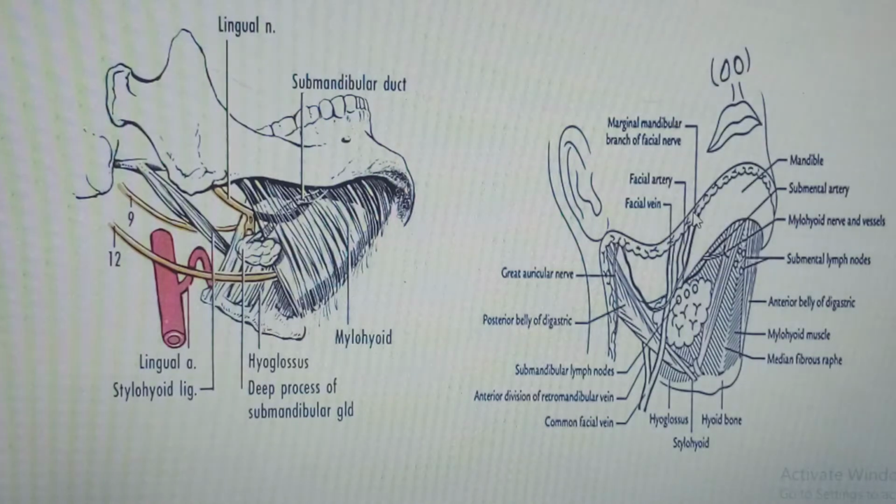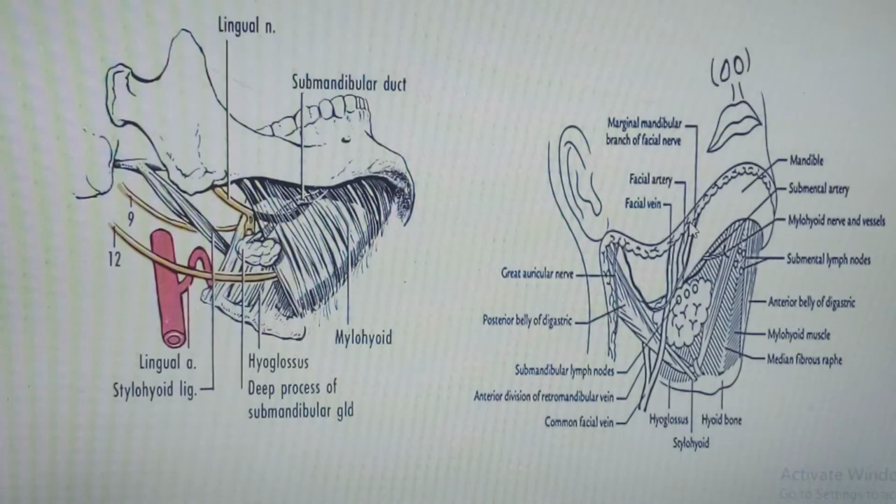Importantly, it supplies the depressor labii inferioris muscle. Please visit the video that I've done on facial muscles to get more insight in this regard. If there is weakness or paralysis to the muscle, it may lead to what we call drooping of the lower lip. So the lower lip may droop.